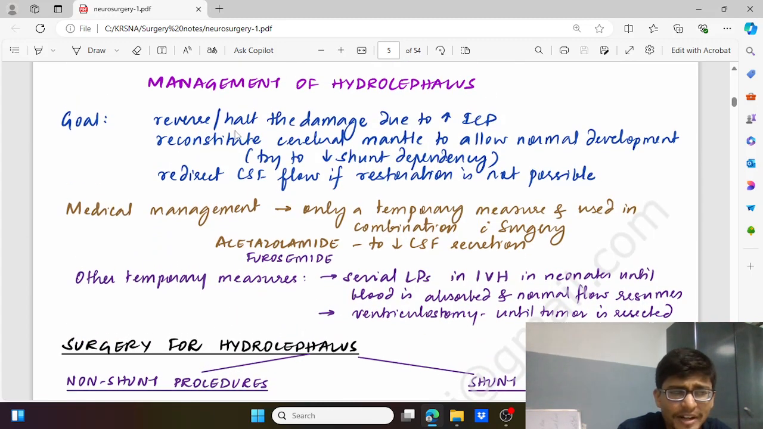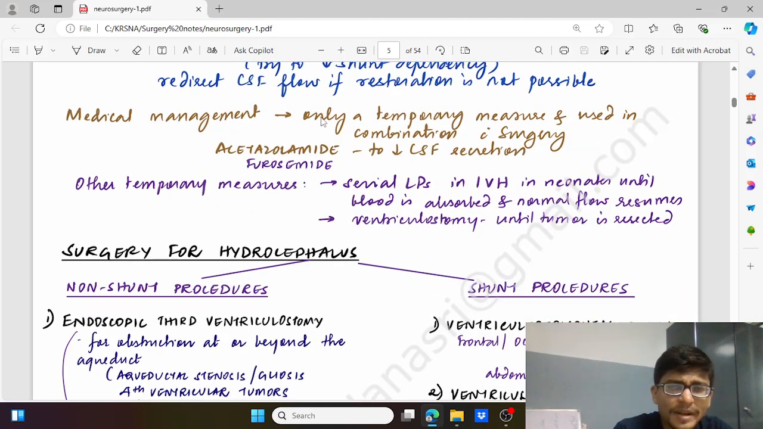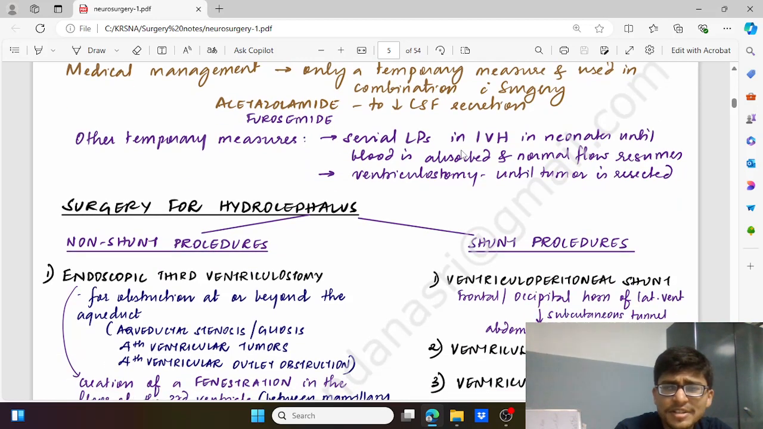Now we'll see the management of hydrocephalus. Most importantly, it is important to reverse or decrease the damage due to increased ICP and reconstitute the cerebral mantle to allow normal development. You also have to try to decrease shunt dependency, and redirect CSF flow if restoration is not possible. Medical management is temporary only, in combination with surgery, where we use acetazolamide or furosemide to decrease CSF secretion. Other temporary measures are lumbar puncture or ventriculostomy until the tumor is resected.